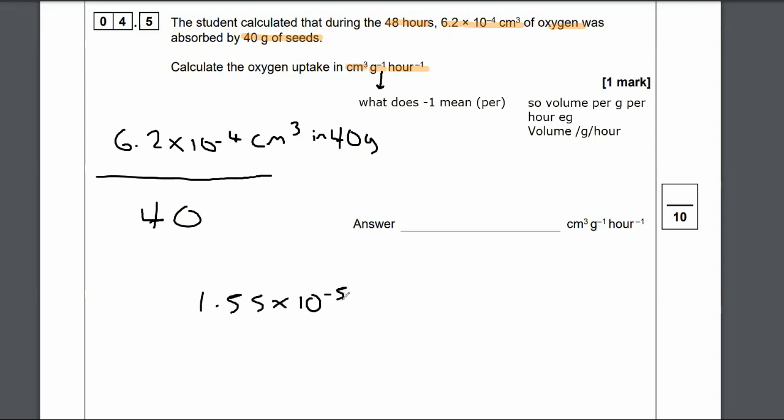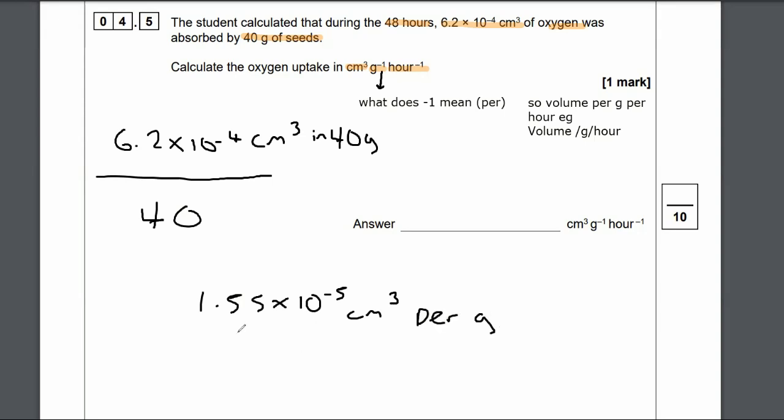And that is 1.55 times 10 to the minus 5. So that's how much oxygen per gram, but that's over 48 hours. I now want oxygen per gram over 1 hour. So I'm going to divide by 48.